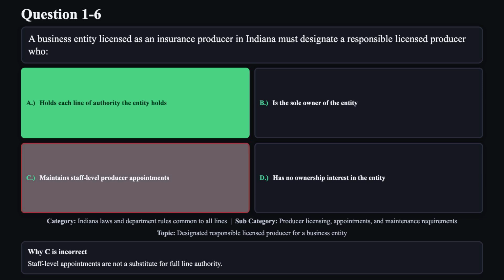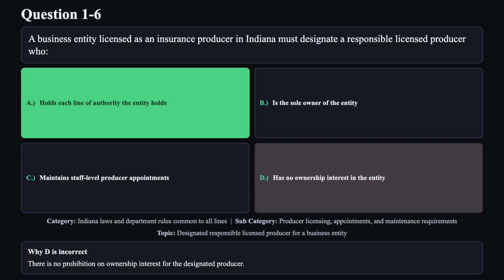Reason C is not correct. Staff-level appointments are not a substitute for full-line authority. Reason D is not correct. There is no prohibition on ownership interest for the designated producer.